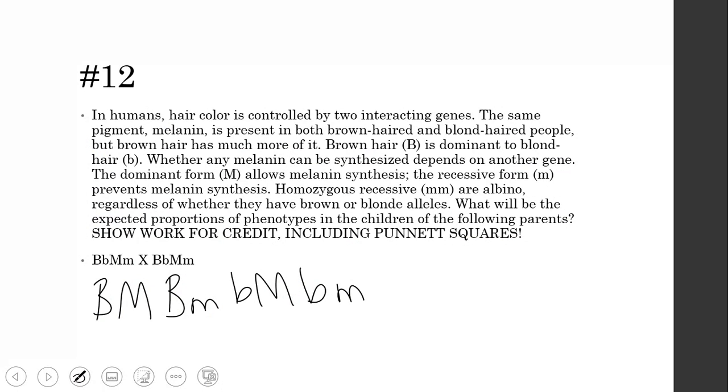So brown hair is dominant to blonde hair. Whether any melanin can be synthesized depends on another gene. The dominant form allows melanin synthesis. Recessive form prevents melanin synthesis. So big M, it would have color. Little m, it would not have color. Homozygous recessive are albino, regardless of whether they have brown or blonde alleles. What will be the expected proportions of phenotypes in the children of the following parents?